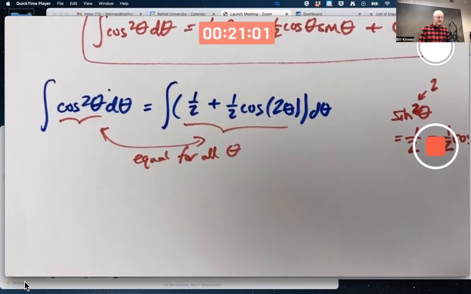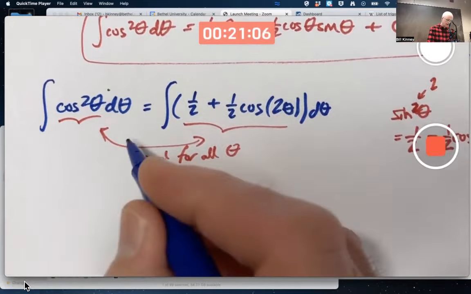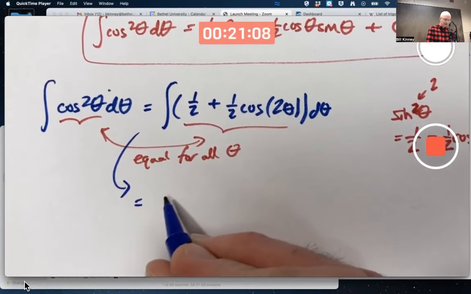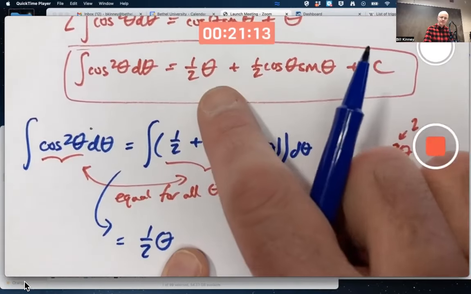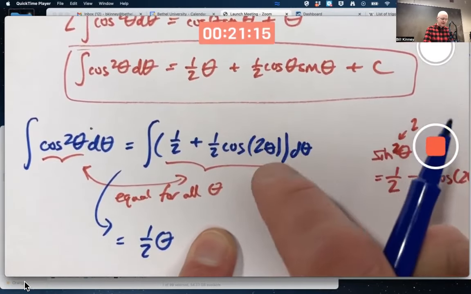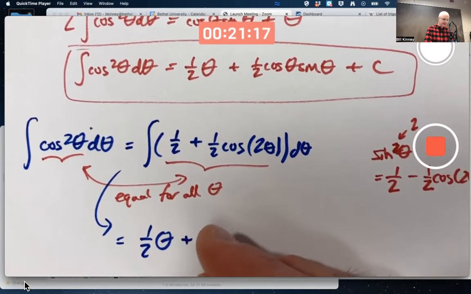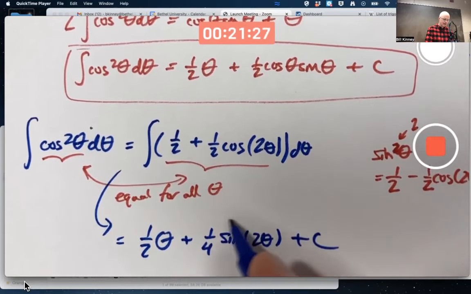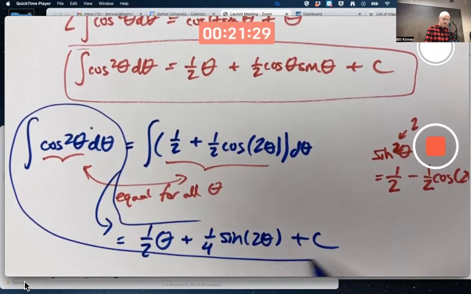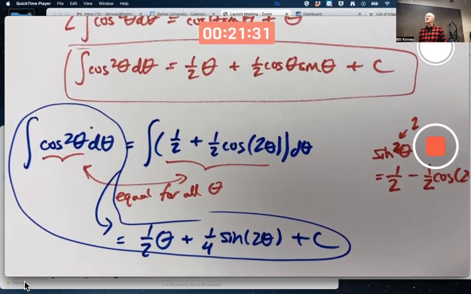Why is this helpful? Because this is now easier to integrate. Integrate 1/2, get 1/2 theta. Oh, yep, that's matching. Integrate this piece, and you get something that looks like it doesn't match. I'm doing the integral in my head. I get that. Don't forget the plus c at the end. So which is it? Which one's right? They're both right.